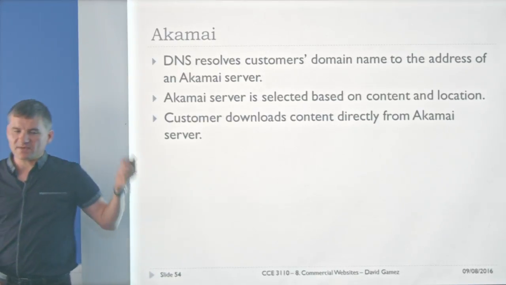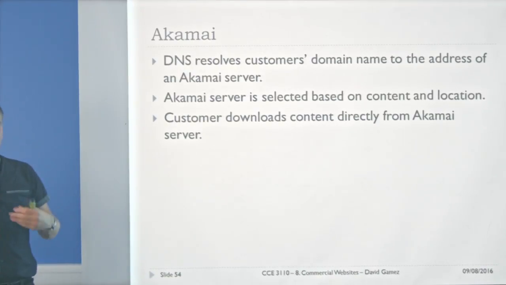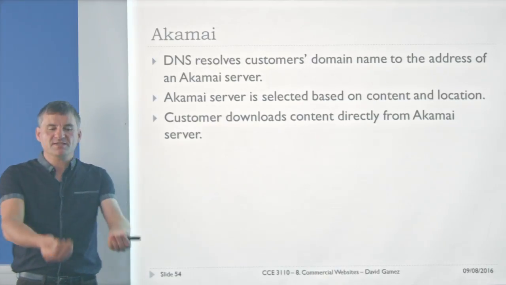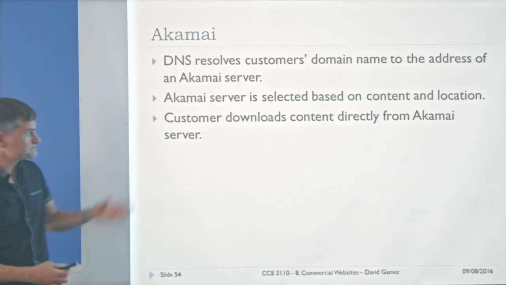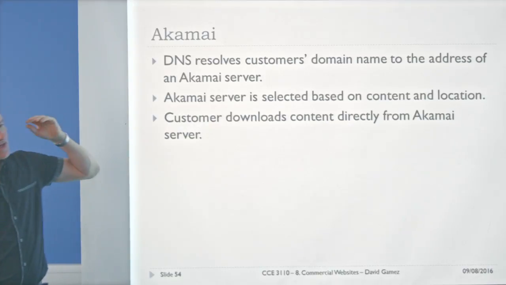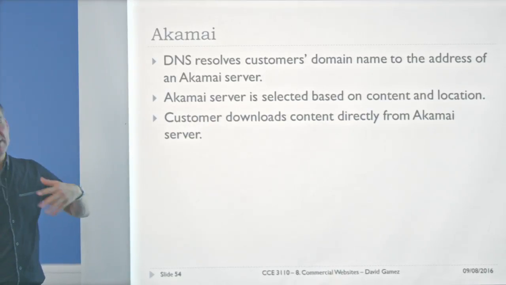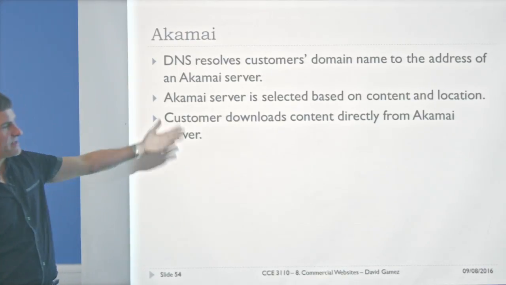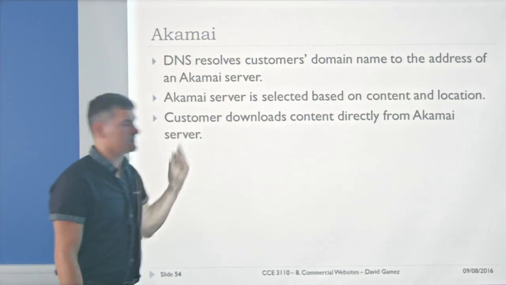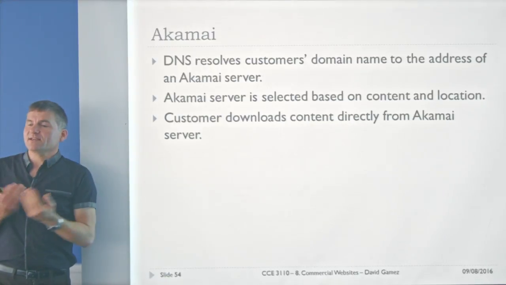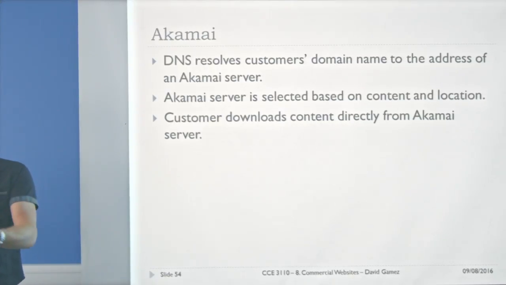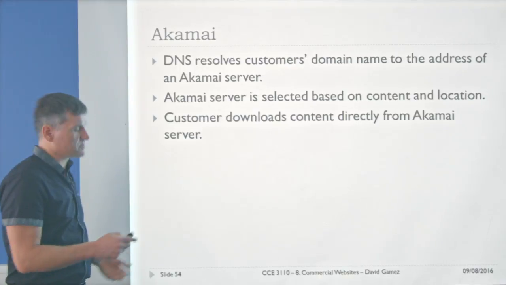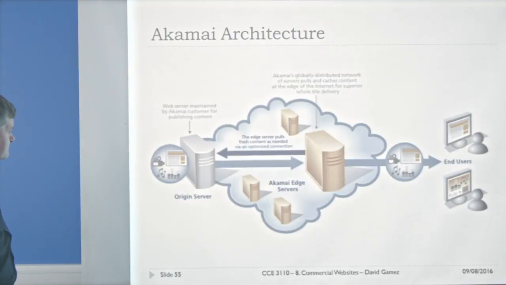But if they're using Akamai, the DNS system will resolve that DNS request to the nearest Akamai server that has that content. So the DNS system will return the IP address of an Akamai server, not the IP address of the BBC server. And then the customer will contact that server and download the content directly from the Akamai server. So through DNS, it enables the customer to find the nearest server that has that particular content. So it's a pretty neat system as well.